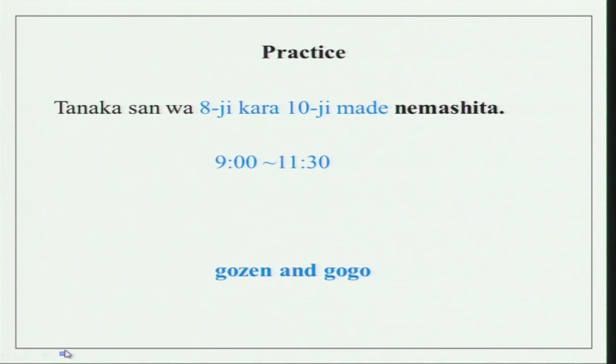Tanaka-san wa 9 ji kara 11 ji han made nemashita. And of course, with time, as we have done a number of times, you can also use gozen and gogo and practice with your partner.